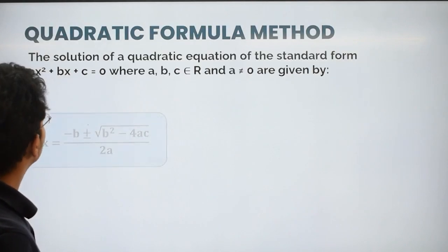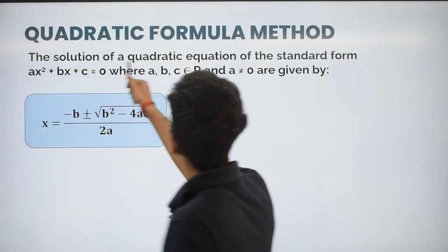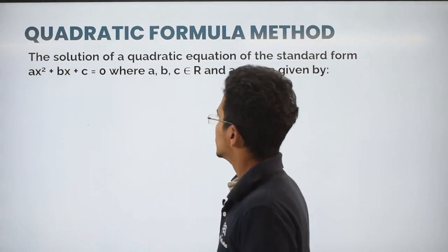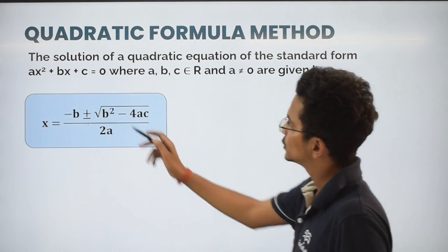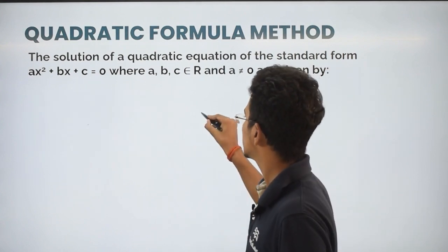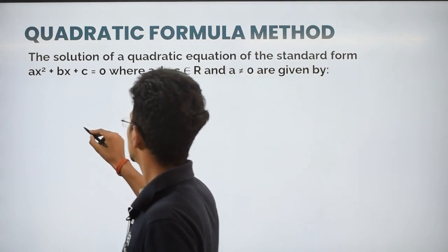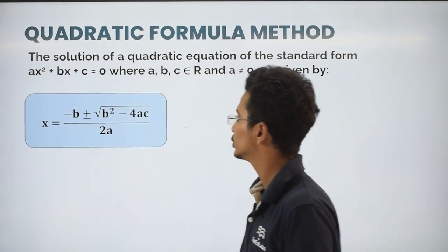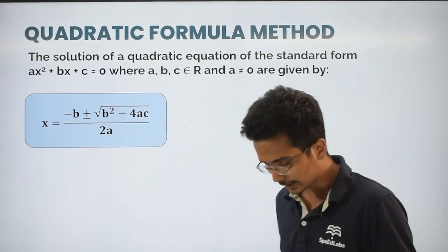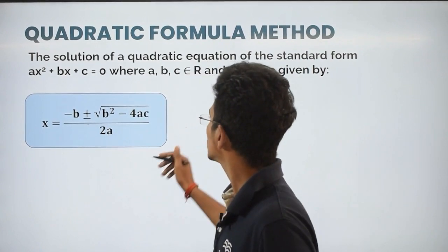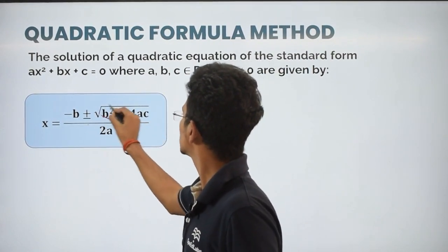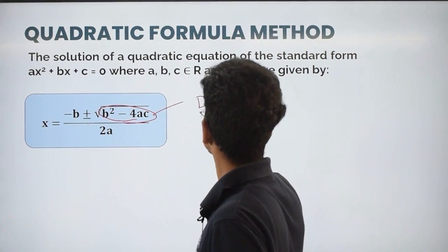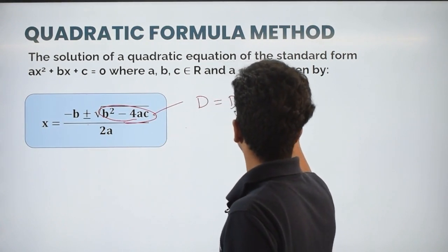Here is the solution of a quadratic equation, which we also call the root, though there is a slight difference. The solution and roots of the quadratic equation are given by this formula: minus b plus minus under root b square minus 4ac upon 2a. In that, this term b square minus 4ac is also called the discriminant. We will explain it later.